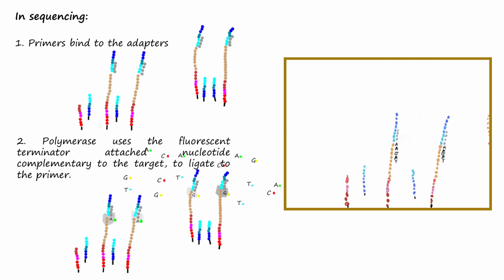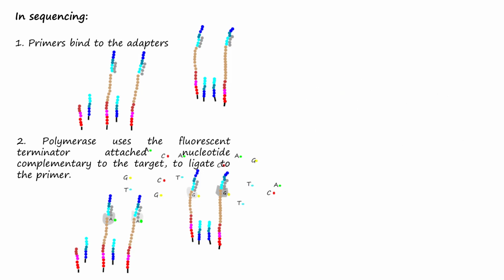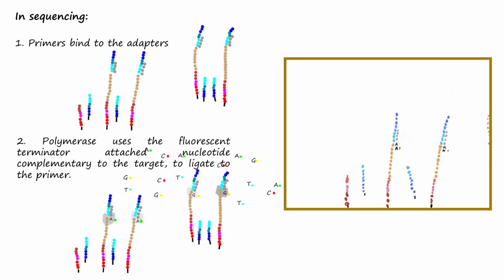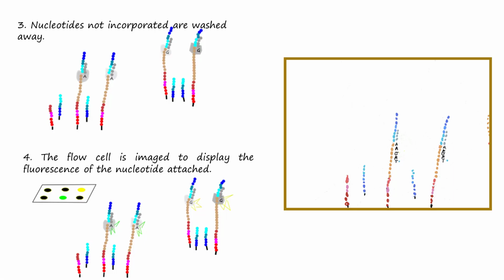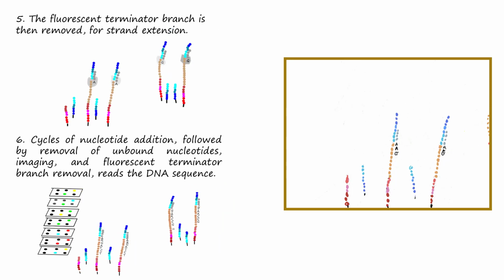DNA polymerase uses one of the four fluorescent terminator-attached nucleotide bases which has been added to extend the DNA strand. Each fluorescent terminator-attached nucleotide base emits a unique fluorescence when excited, and so whether an A, T, G, or C base is at a specific location on the sequence can be identified. The complementary nucleotide anneals to the target and is ligated to the primer. The nucleotides not incorporated are washed away and the flow cell is imaged. The fluorescent terminator branch is then cleaved and removed, allowing further strand extension.